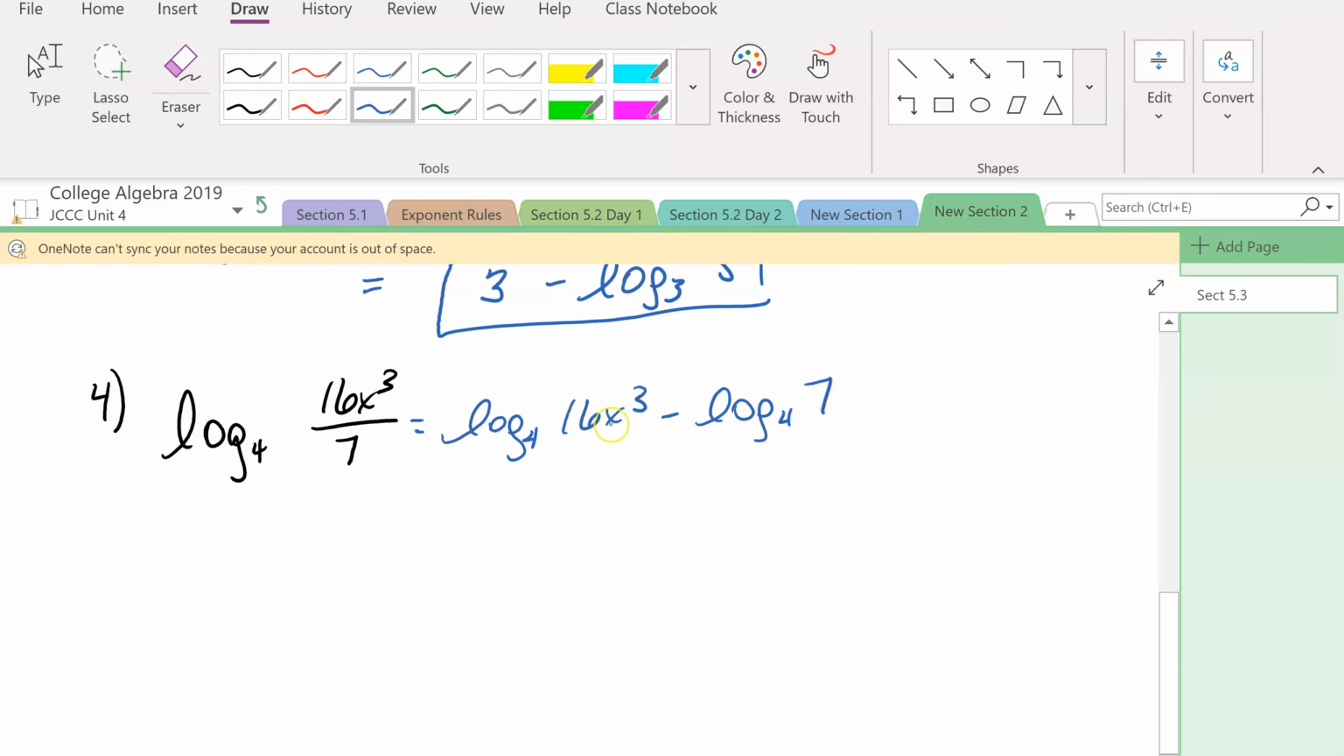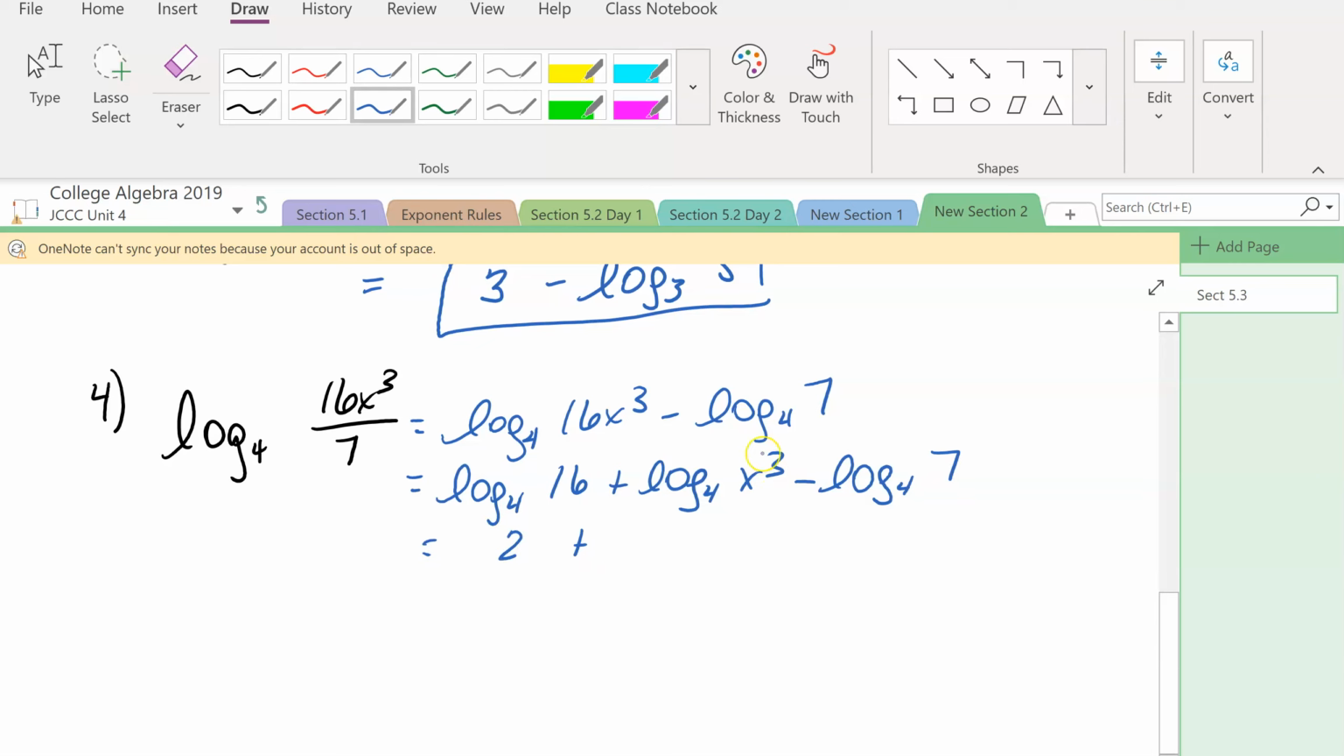Now, how are you going to take care of that multiplication? So go ahead and take care of that multiplication and then come back. Now, what is log base 4 of 16? Okay, log base 4 of 16. 4 to what power is 16? Okay, well, that's 2. So 2 plus, okay, now let's take a look at this.